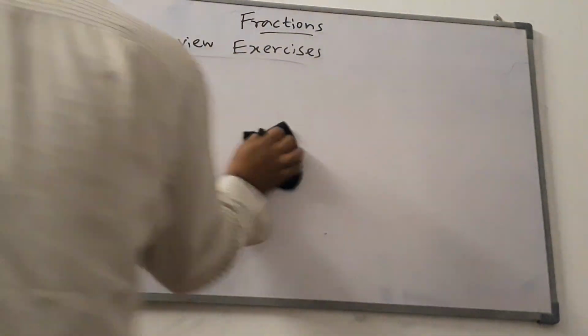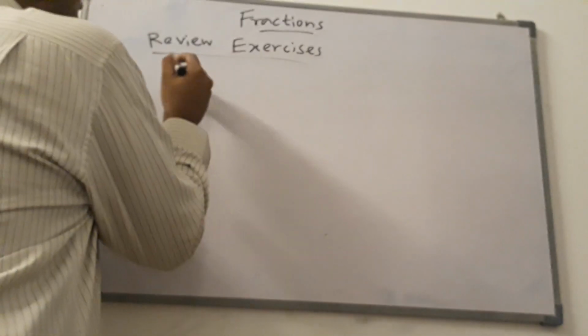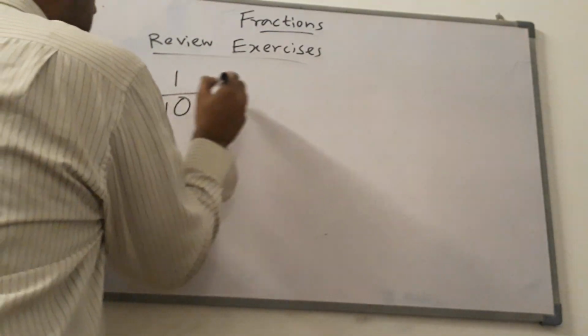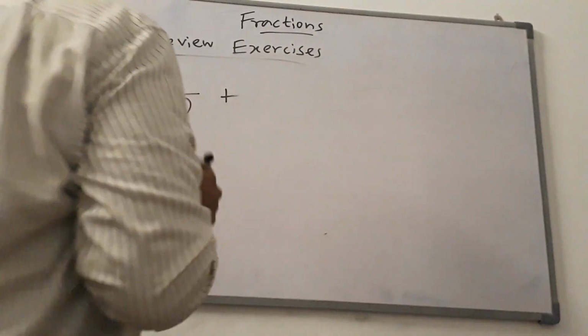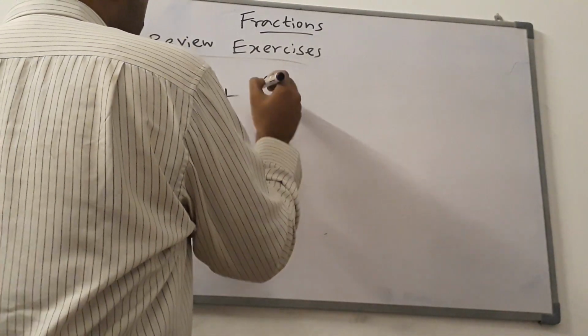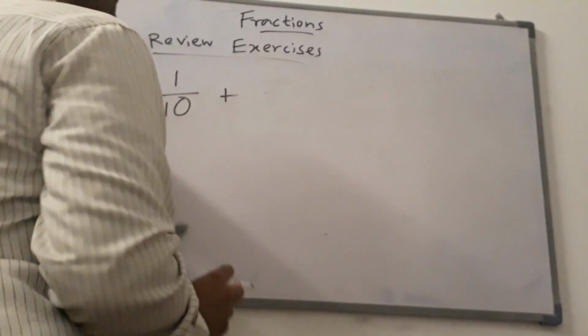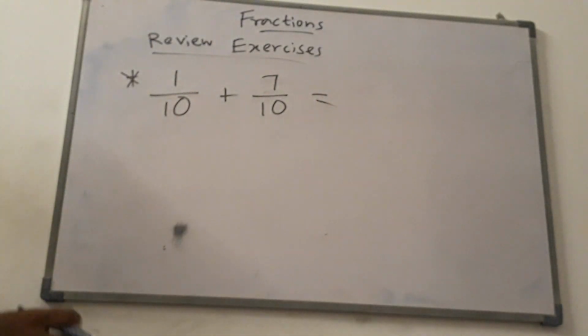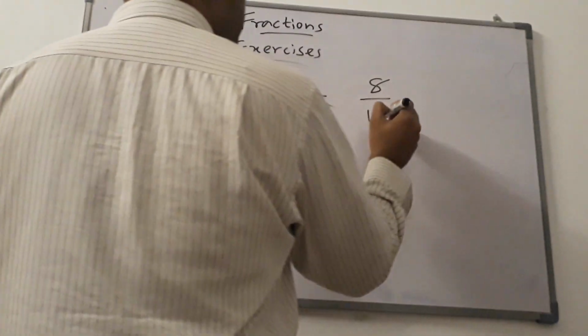Okay, more sums on addition of like fractions. Next sum is something like this: 1/10 plus 7/10. I'm going to add 1 and 7 here. 1/10 plus 7/10 means 8/10. Okay, the answer is 8/10.